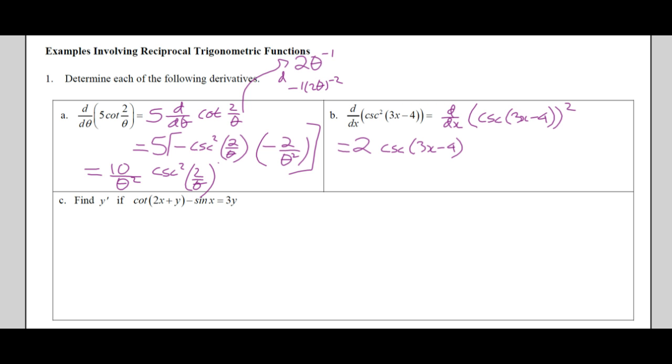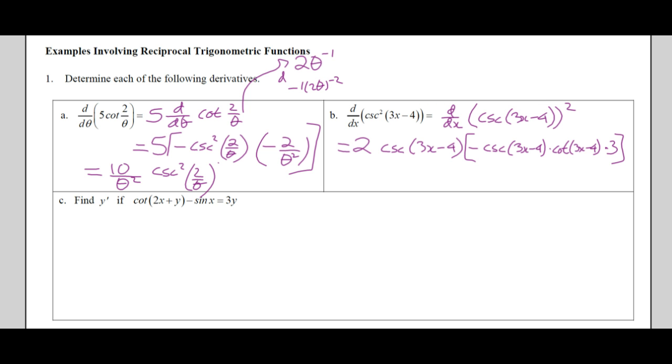Times, and now we need the derivative of the inner, which is the cosecant of 3x minus 4. And the derivative of cosecant is on my sheet somewhere: minus cosecant cotangent. So we've got minus cosecant 3x minus 4 times cotangent 3x minus 4 times 3. We have to go to the inside function now, which is the 3x minus 4, so times 3.